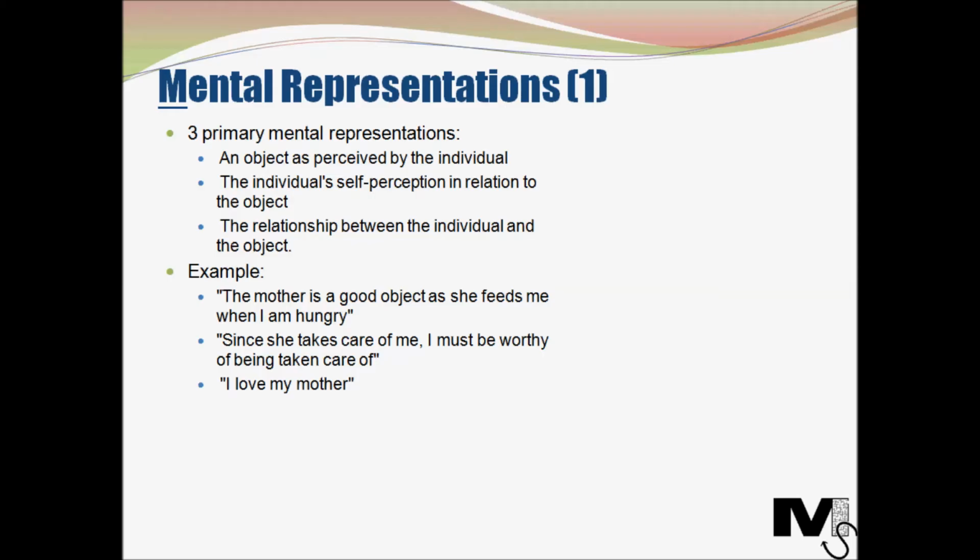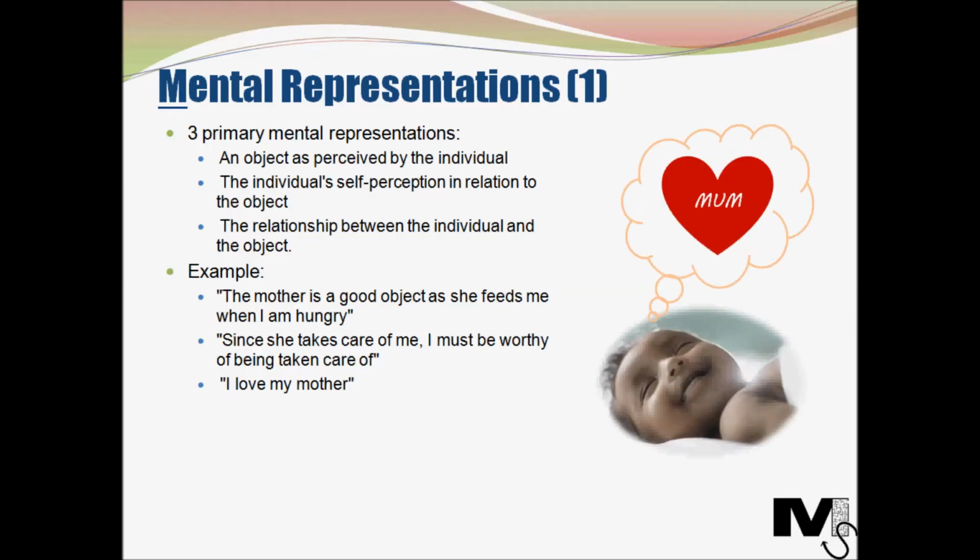Now, this will be clarified when we look at an example of these representations, and let's take the example of an infant's mother being considered to be the object. These representations can be seen from the perspective of the infant. The first representation is: the mother is a good object as she feeds me when I'm hungry. This is a positive representation of the object.